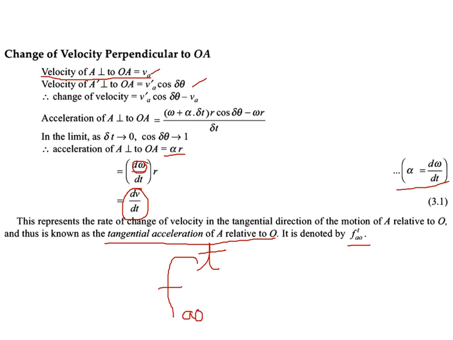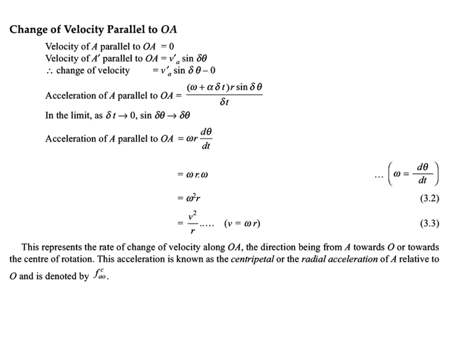Remember this: if t is denoted in the subscript, that is known as the tangential component. So f_t^AO is nothing but the tangential acceleration. Tangential means it will always be perpendicular. So there will be two directions now in the acceleration. Perpendicular is for the change, so this is the tangential acceleration, and the tangential acceleration will always be perpendicular.